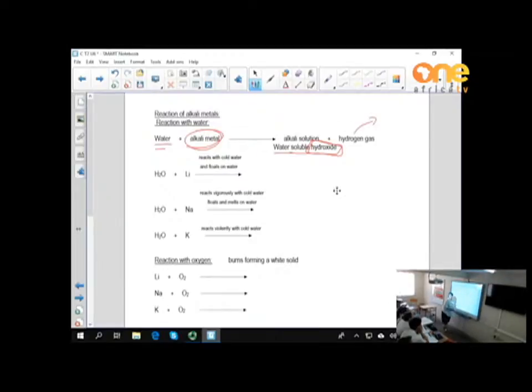Who can remember, how do we test for hydrogen gas? Makes a whistling or popping sound. So the test for hydrogen, we have a burning splint, or a lighted splint, and we hear a popping or whistling sound. And it burns with a blue flame.